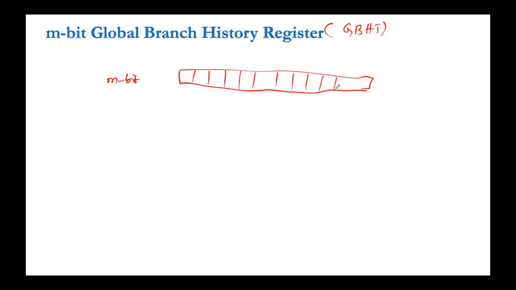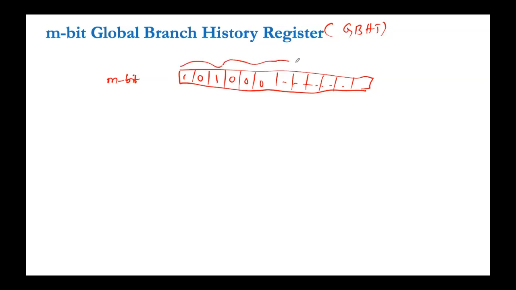This M-bit register indicates the status of the previous M branches, whether they are taken or not taken. If they are taken, the entry will be 1. If not taken, the entry will be 0. And this will be maintained, for example, as 0, 0. So there will be M bits in this register.